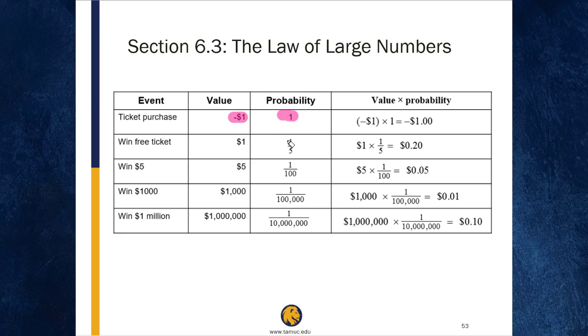Then, however, there's a 1 in 5 chance of winning $1, a 1 in 100 chance of $5, and so on. Value, probability, value, probability. And we go through and we multiply each value by its respective probability. So -$1 times 1 is -$1, $1 times the probability of 1/5 is 20 cents. $5 times 1 over 100 is 5 cents. $1,000 times 1 over 100,000 is 1 cent. $1 million times 1 over 10 million is 10 cents.